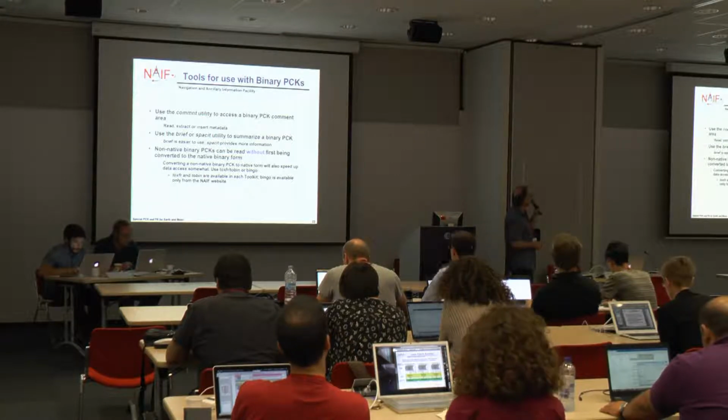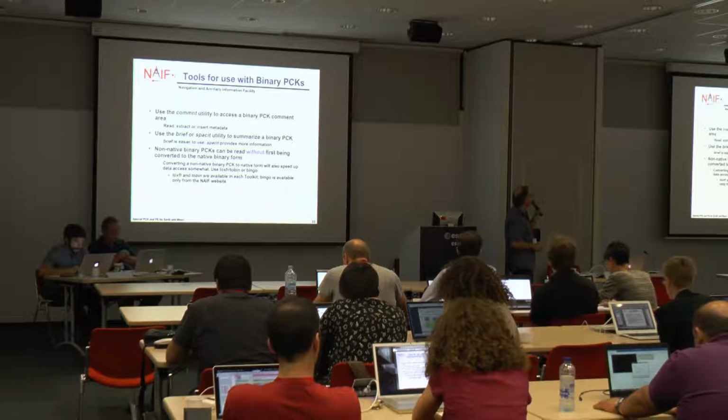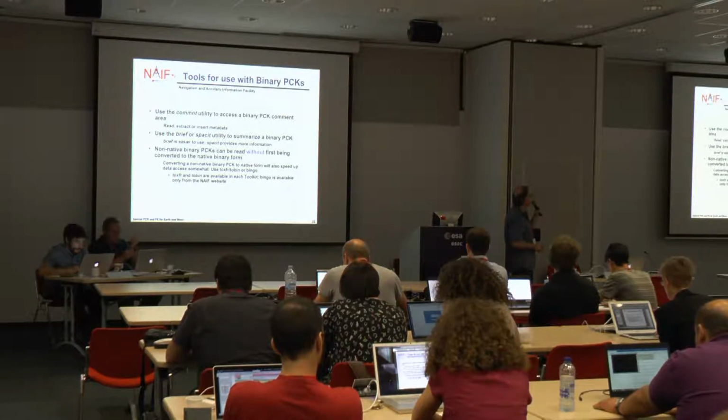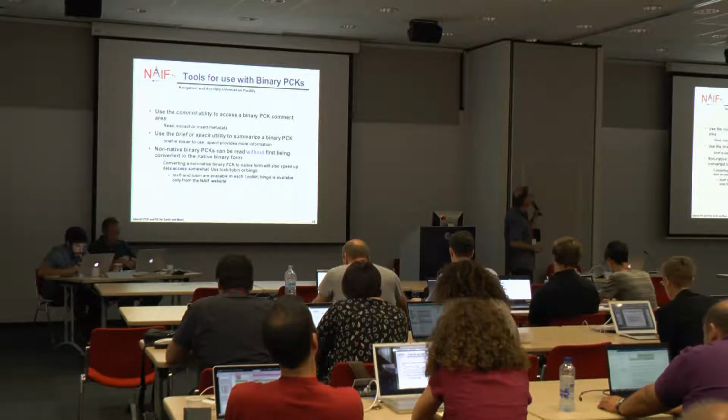Tools for use with binary PCKs. You can use the commnt utility that you've used already for SPK files to access the binary PCK comment area. You can read, extract, or insert metadata. You can use brief or spacit to summarize a binary PCK. Brief is easier to use. Spacit provides more information.